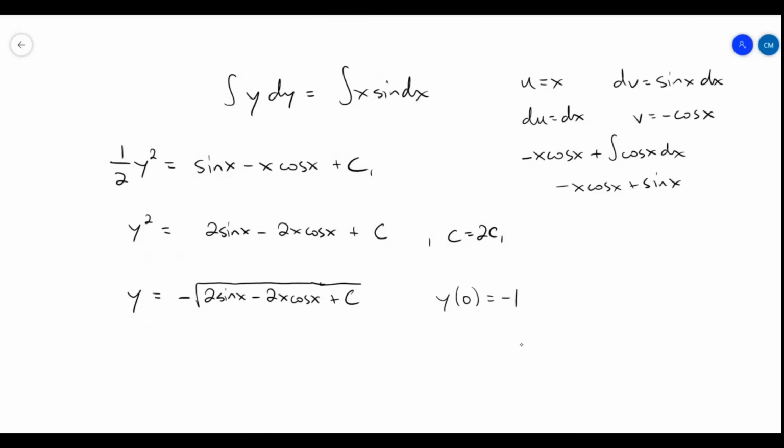Okay, so now I can plug that in. Y of 0 is equal to -1. That means this is -1, and x is 0. So 2 sine 0 minus 2 times 0 cosine 0. Well, that's just going to be a bunch of zeros, isn't it?